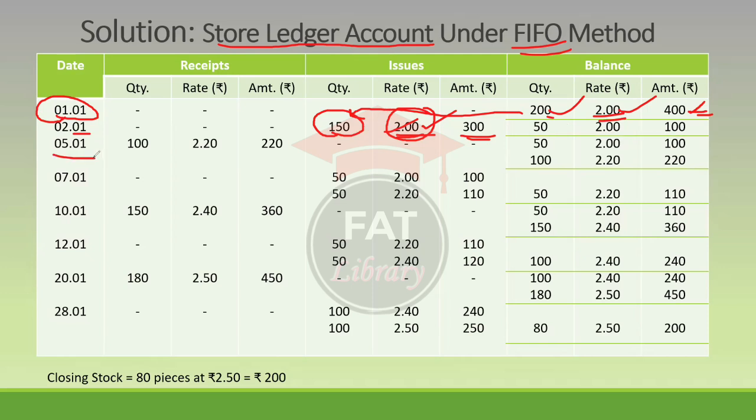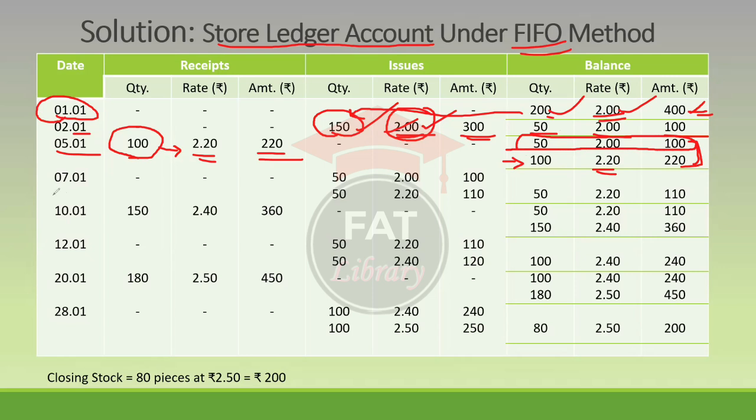The next thing, on 5th January, they are purchasing 100 units at 2 rupees 20 paise. So for this we add 2.20 into 100, which is 220 rupees. While writing the balance, you have to write both balances because you have two different types of stock. Earlier you had 50 units at 2 rupees per piece, 100 rupees. Now you have received one more stock, 100 units at the rate of 2 rupees 20 paise. So both stocks we will write separately.